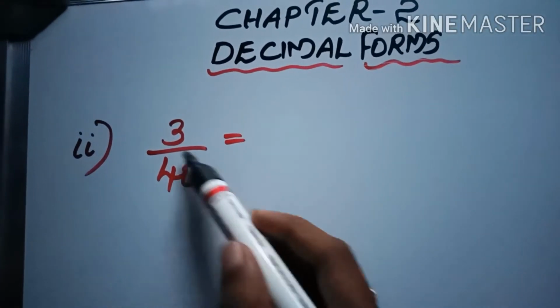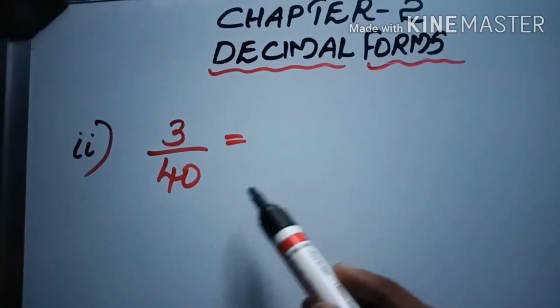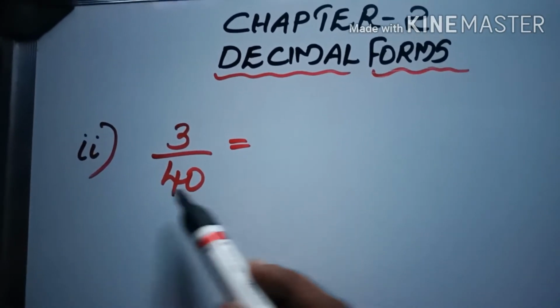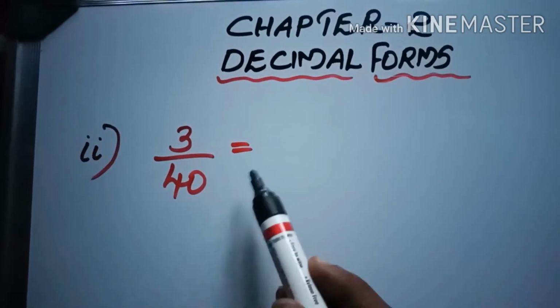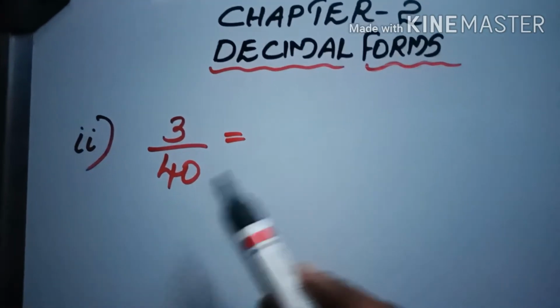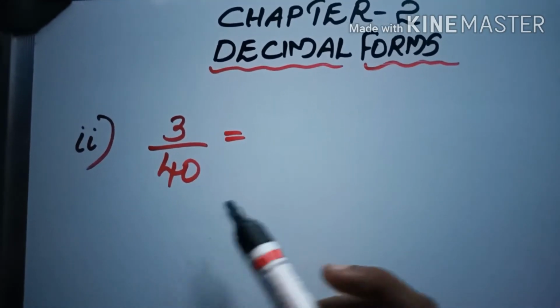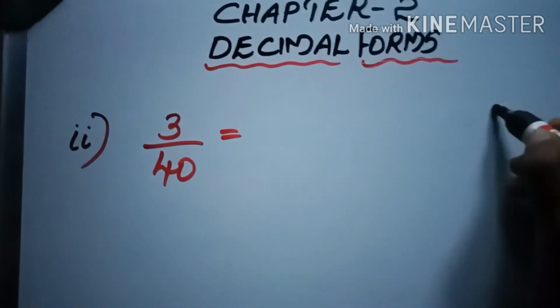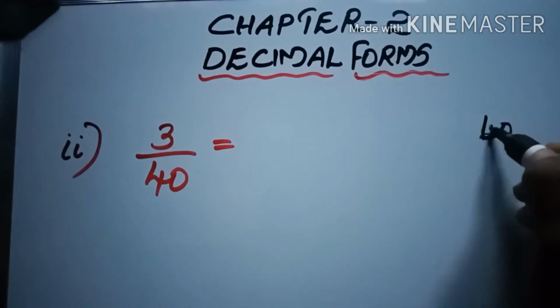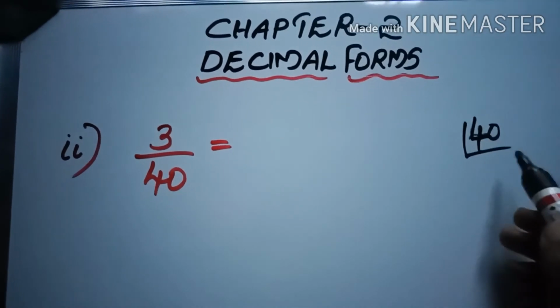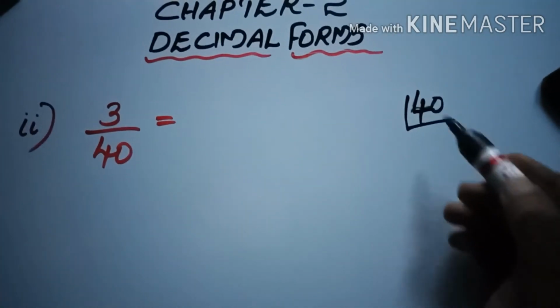So first of all we need to convert the denominator into powers of 10. Okay, so 40 directly we can't write here. 40 into which number, that we can't predict here. So let's apply the factorization. So here 40, factorization.